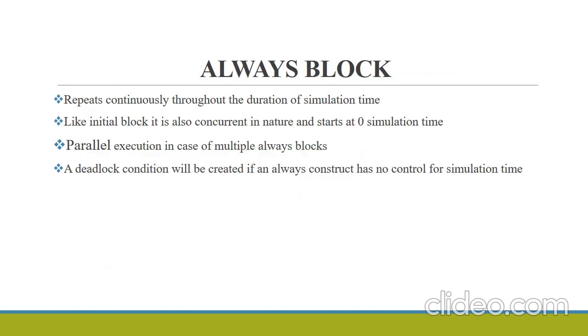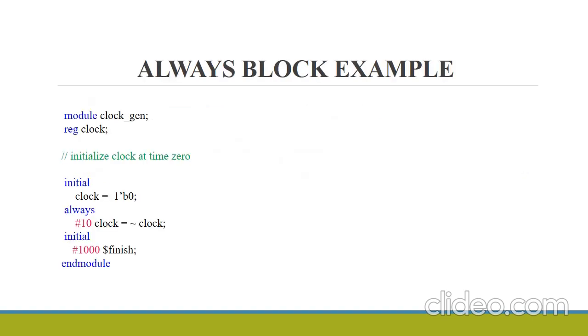Always block. Repeats continuously throughout the duration of the simulation time. Like initial block, it is also concurrent in nature and starts at zero simulation time. Parallel execution in case of multiple always blocks. A deadlock condition will be created if an always construct has no control for simulation time. Always block example. It runs continuously unless a time delay is initiated in the block.